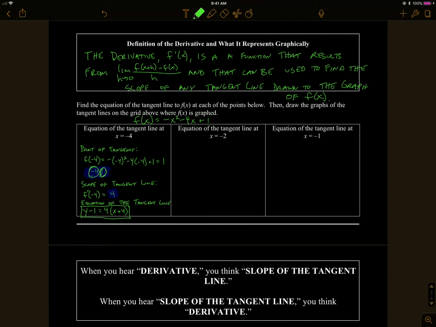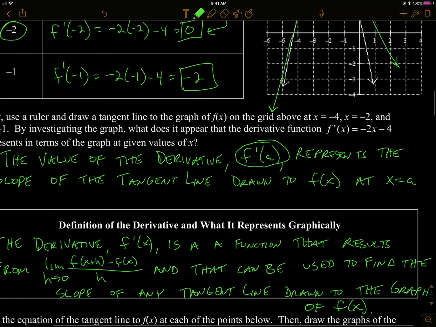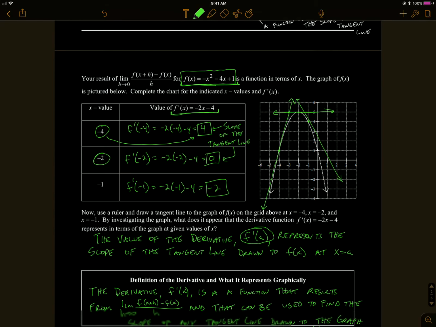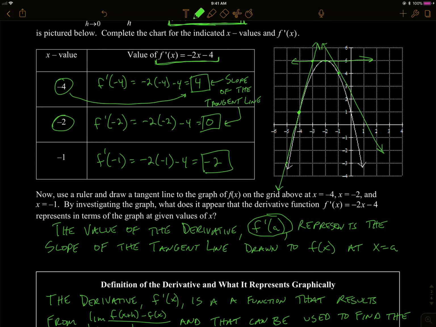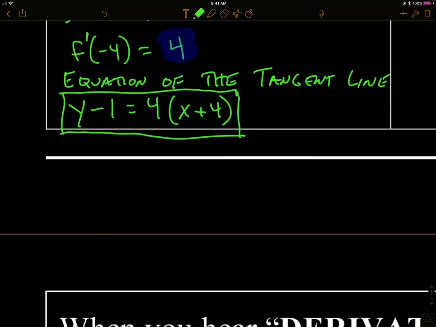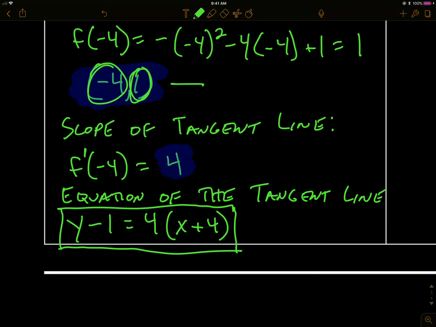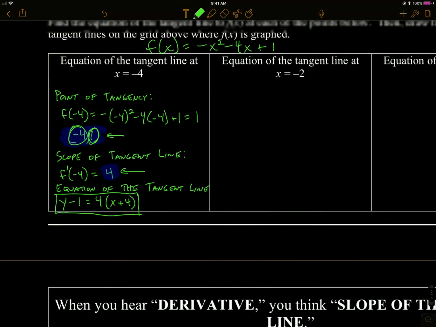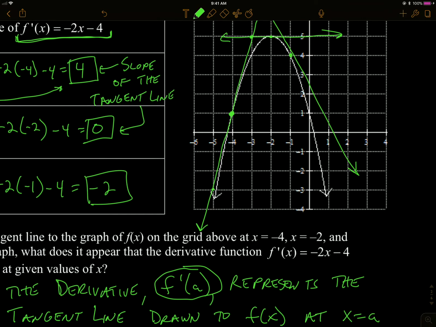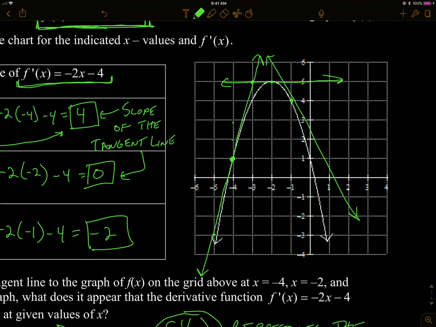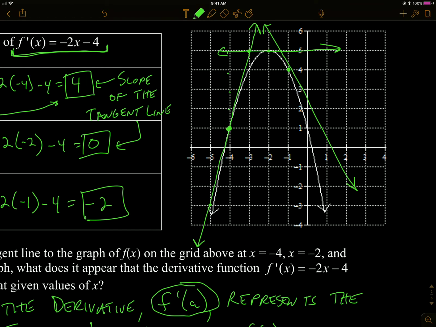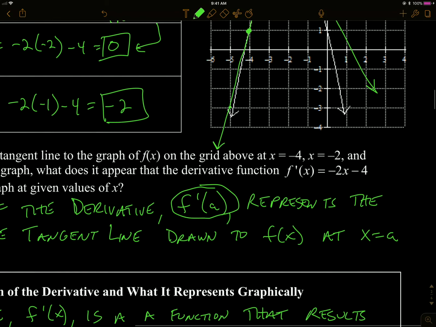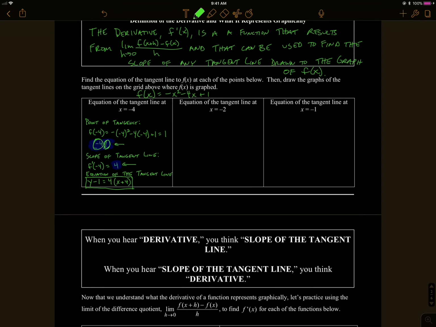Then it says, draw graphs of the tangent lines on the grid above where f of x is graphed. We've already kind of drawn it, but I think they want us to actually graph it the way that I cheated. This would be the point of tangency. So I would use the point negative 4, 1, and then use the slope of 4 to go up 4 and right 1. They want us to do that now. You're supposed to see that that line is the line you drew with your ruler. So we'll skip that part for now.